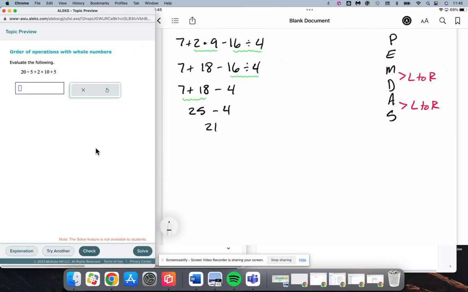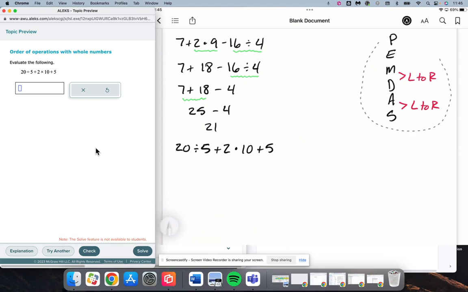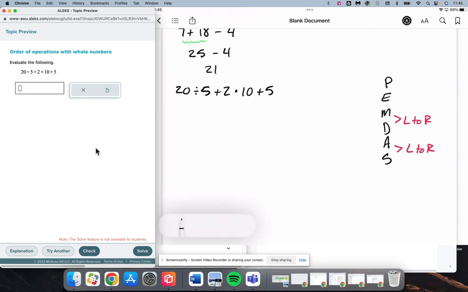Okay, we will try another. We have 20 divided by 5 plus 2 times 10 plus 5. I'll move my order of operations down over here so I can see a little bit better. So first parentheses, there are none. Exponents, there are none. Multiplication or division from left to right. We do have division and we have multiplication.